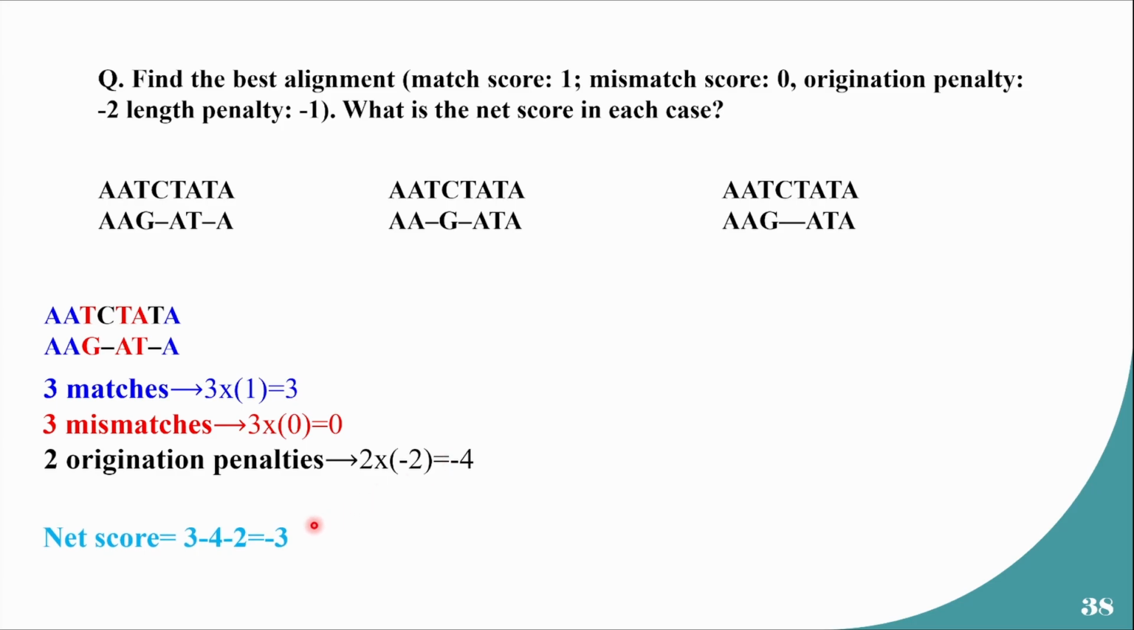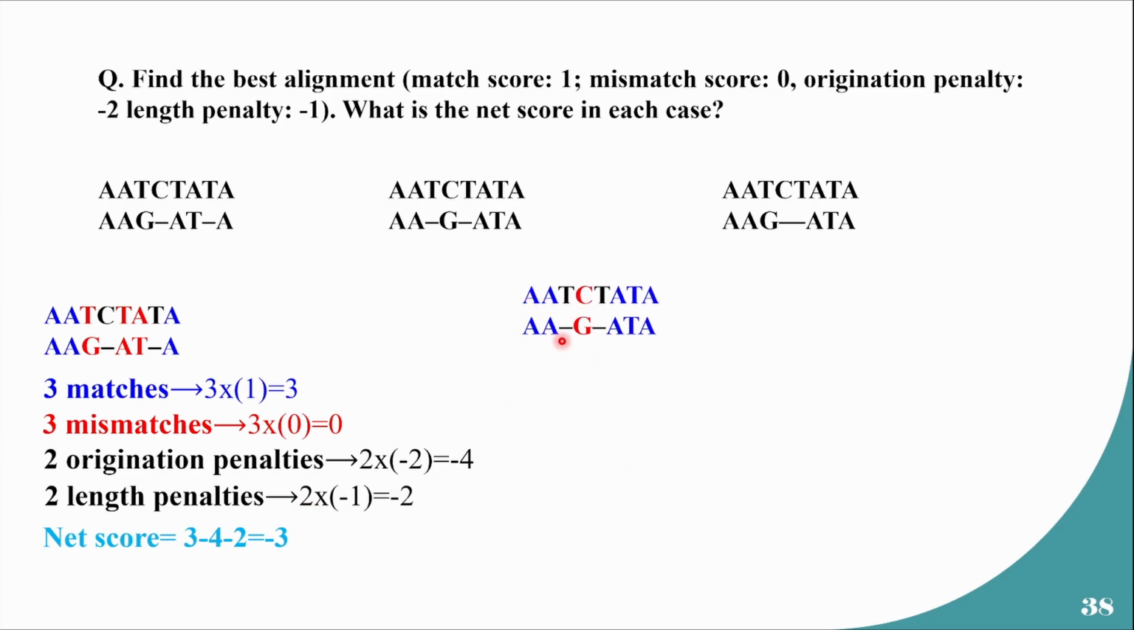And then the net score will be -3. Now for the second alignment, there are two length penalties as well. So the net score will be -3. So for the second one, you see 5 total matches. So 5 times 1, that will give +5, and then one mismatch, that will give 0.